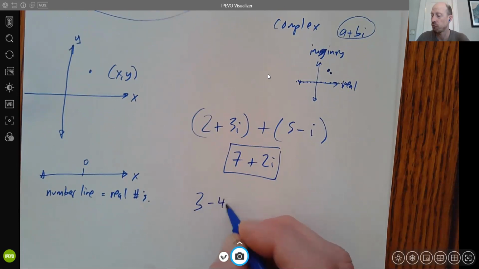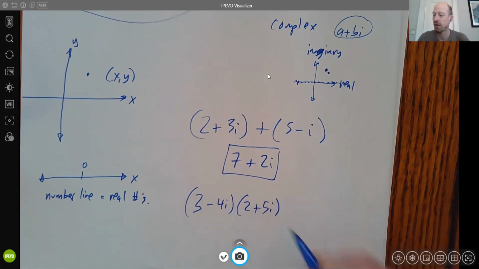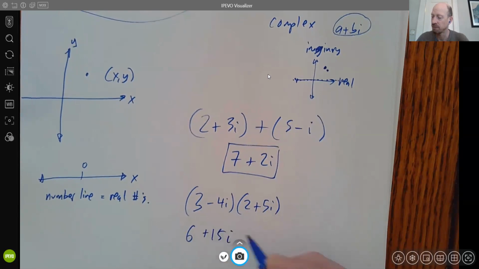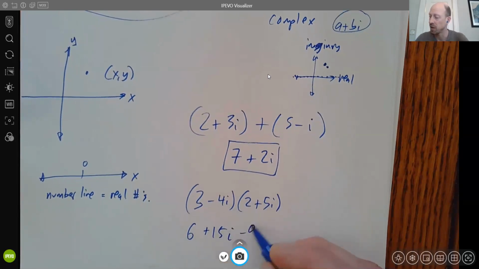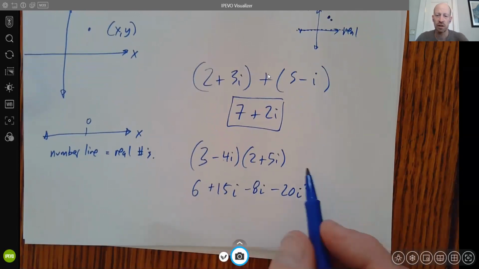3 minus 4i times 2 plus 5i. So you can also multiply them together. And here you should FOIL, right? Because you really treat it just like these are x's in terms of the FOILing of the pattern. 3 times 2 is 6, plus 15i, minus 8i, minus 20i squared.